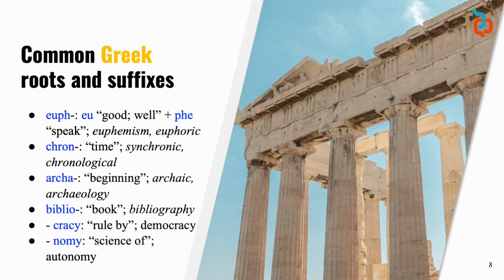For humanities and social sciences, there are some common Greek roots and suffixes. Here are some examples. Euphemism comes from eu, meaning good, well, and phem, meaning speak. So as in literature, the word euphemism means speak with fair words, use words of good omen. Words starting with chron, C-H-R-O-N, is always associated with time, such as synchronic, with the prefix syn meaning the same, and also the word chronological.